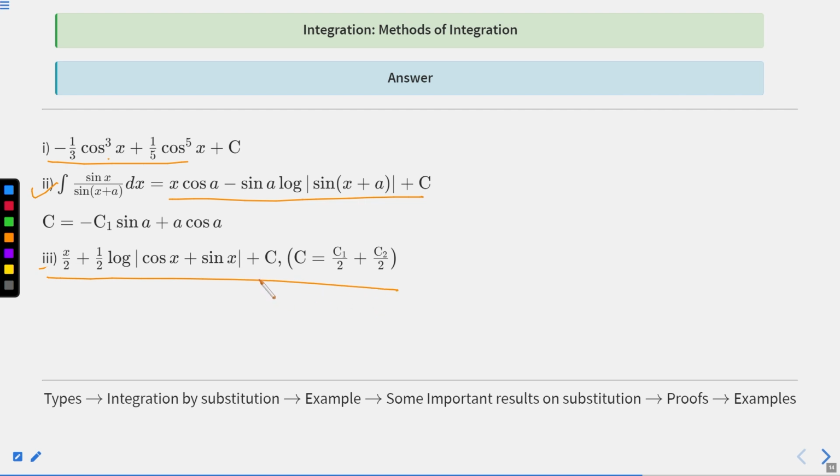That's it for now, as we are running out of time. I hope that you understood the method of substitution. We will be back with more questions based on this. That's it for now. Thank you.